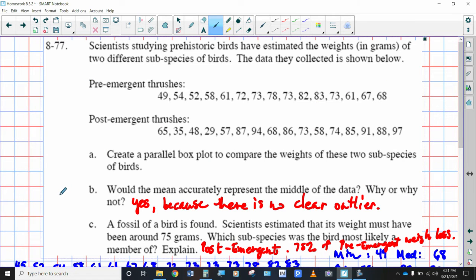All right, another box plot problem. It says scientists studying prehistoric birds have estimated the weights in grams of 2 different subspecies of birds.